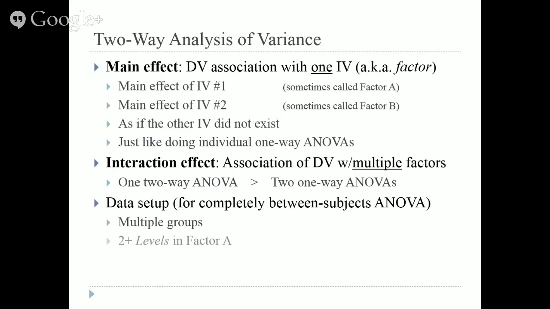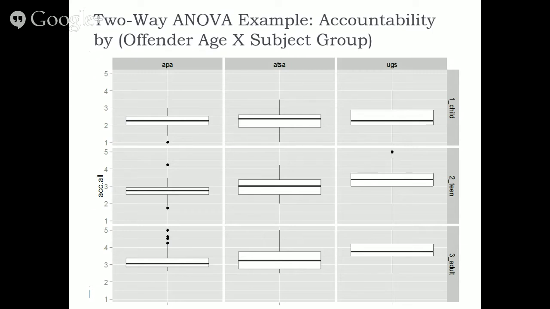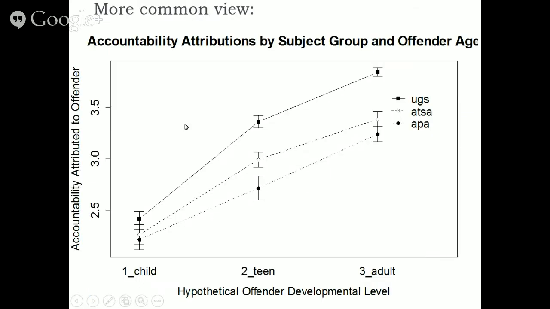We have multiple groups, and we need 2 or more levels in factor A and 2 or more levels in factor B. 2 is okay in each one, because you can't do t-tests with 2 factors anyway. You need ANOVA. So anything more than just 1 level. And we could look at our data like this, with something that shows us the means or the medians or something in each cell. So you can see how this design is crossed here.